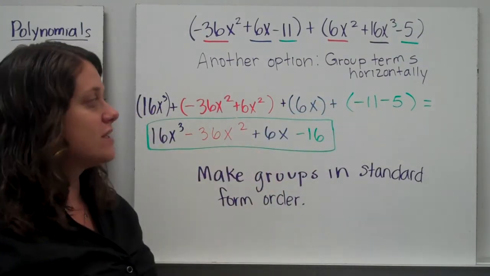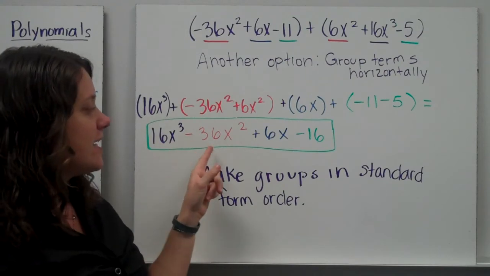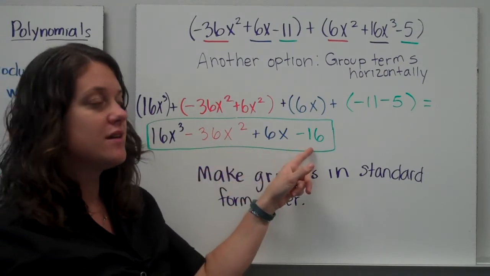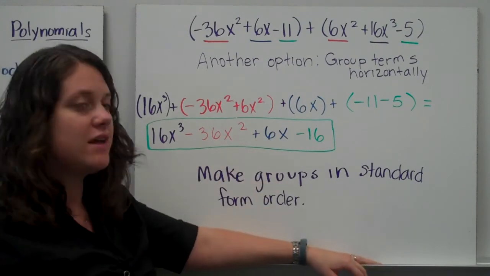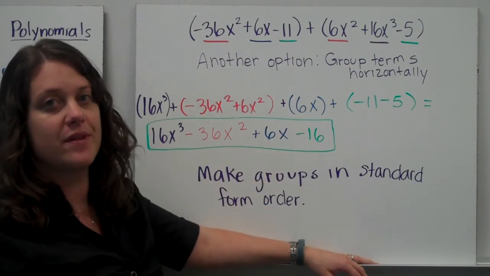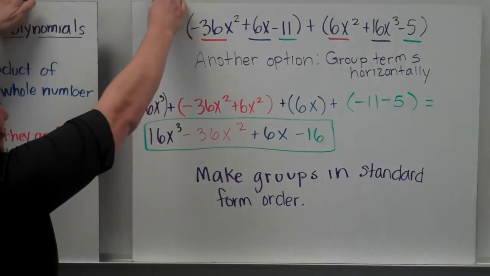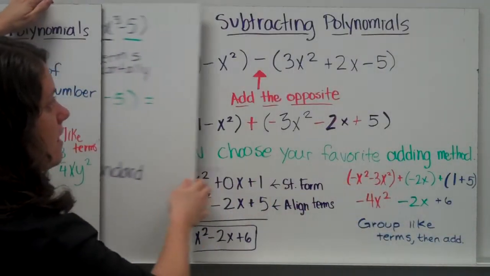Okay, so I can group them horizontally, and then I just combine each group of like terms. And then there's my final answer. So make your groups in standard form order, and then make sure your answer is in standard form. Alright, moving on.